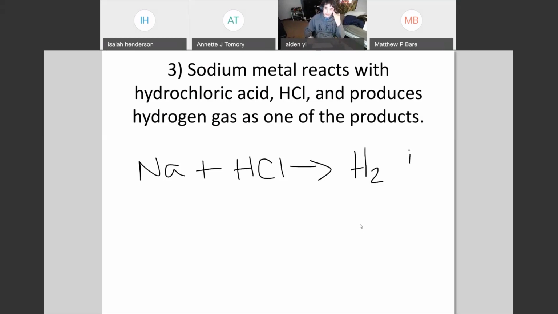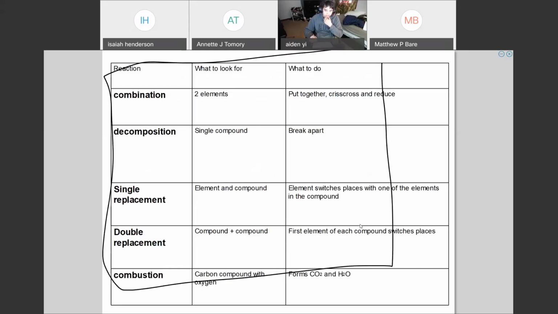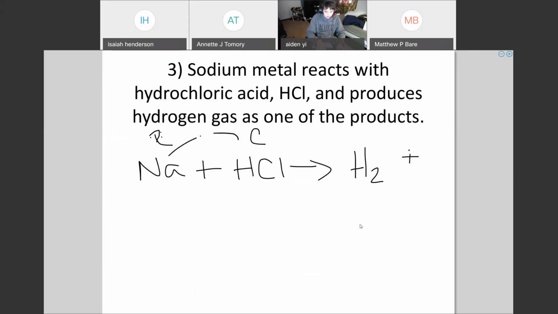So basically, is sodium an element or a compound? Element. Is HCl an element or a compound? Compound. So if I look at this chart, I have element and compound: single replacement. That means sodium comes in and pushes out that hydrogen. That's how we get the hydrogen gas. Who is sodium with now? It's with the hydrochloric acid. H2 is by itself.